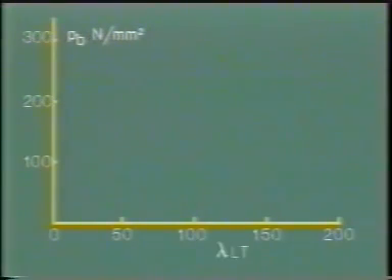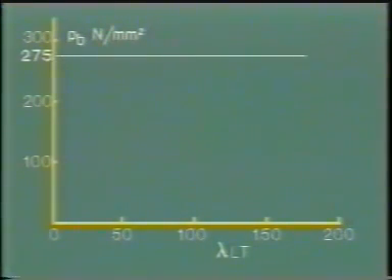Consider the following plot. The vertical axis is material bending strength, PB, in newtons per millimeter squared. The horizontal axis is lambda LT, which may be thought of as a lateral torsional slenderness. Clearly, for steel which has a design yield strength of 275 newton per millimeter squared, this value represents a limit beyond which the material may not be used whatever the slenderness.